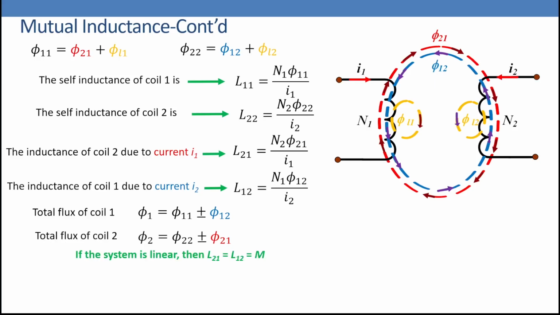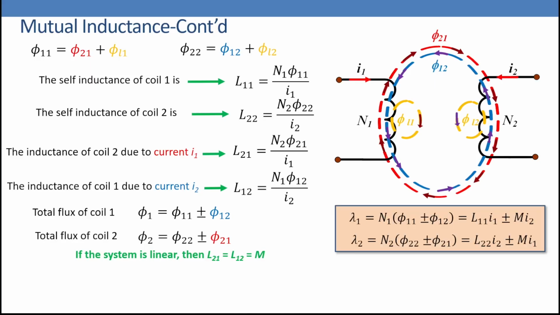So now, if the system is linear, we can say that L12 equals L21, and we are going to call it M. And we know that the flux linkage λ equals Li, so we can now write the equation λ1 equals N1 (φ11 plus or minus φ12), or we can write it as L11 I1 plus or minus M I2, if the system is linear. And λ2 equals N2 (φ22 plus or minus φ21), which equals L22 I2 plus or minus M I1.